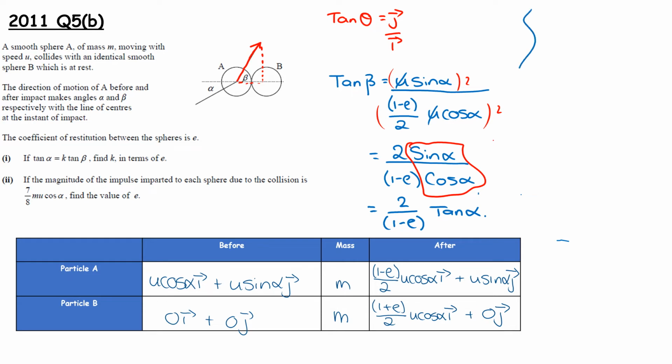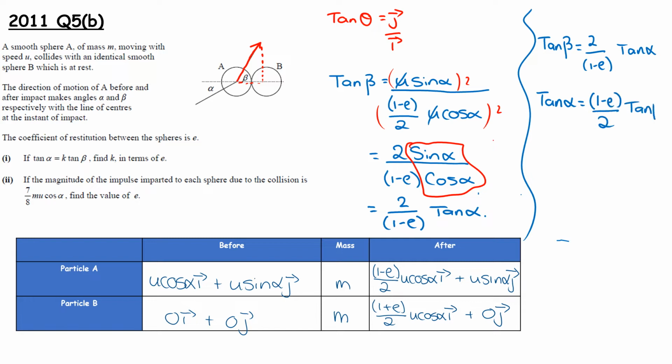So we're nearly at our answer. What we've just worked out is that tan of beta is equal to 2 all over 1 minus e tan of alpha, but they want it the other way around. So to get tan of alpha on its own, we'll divide both sides by what's in front. So we end up with 1 minus e over 2 tan of beta. So therefore k equals 1 minus e all over 2. And that last piece was 5 marks, so just to work with the tan.